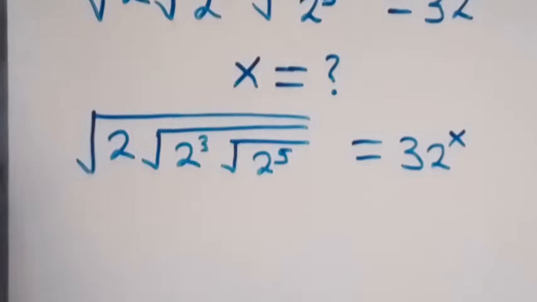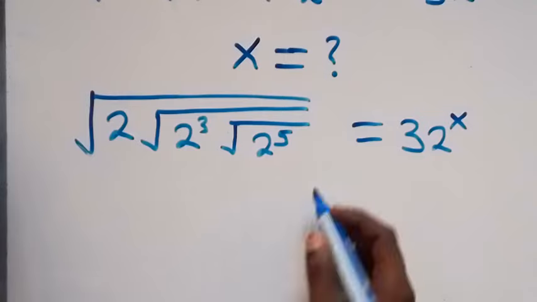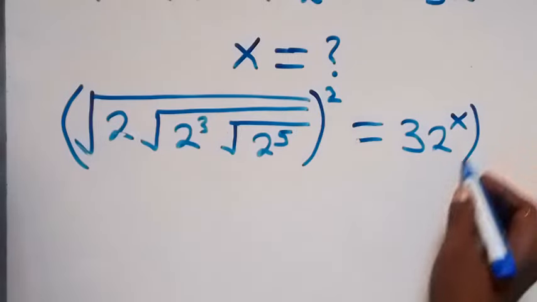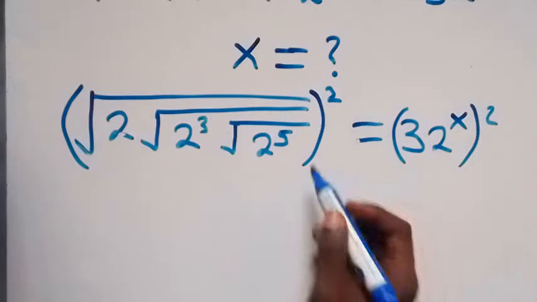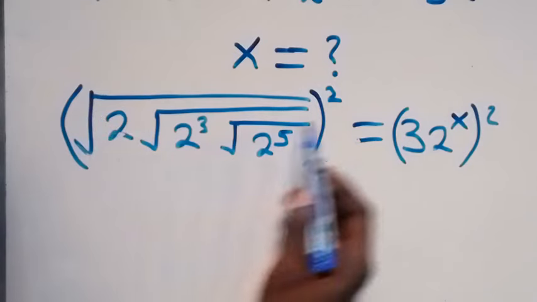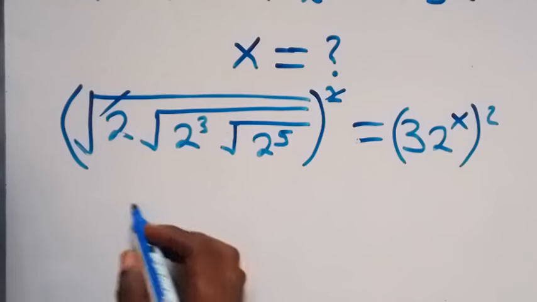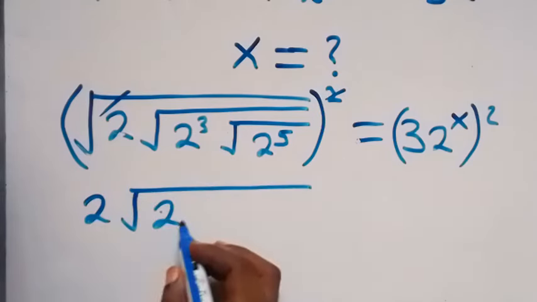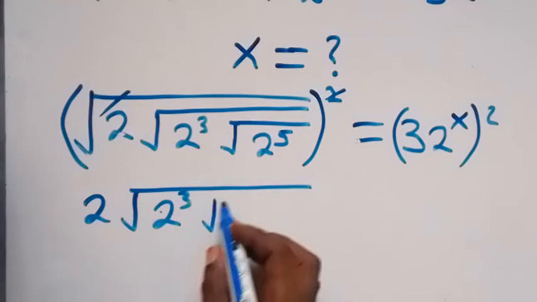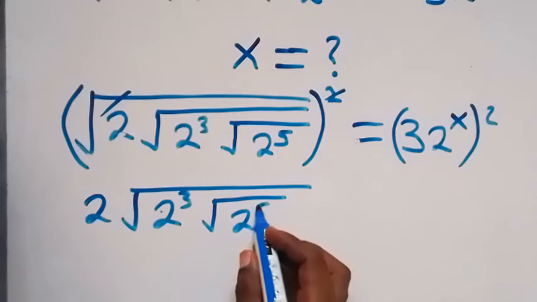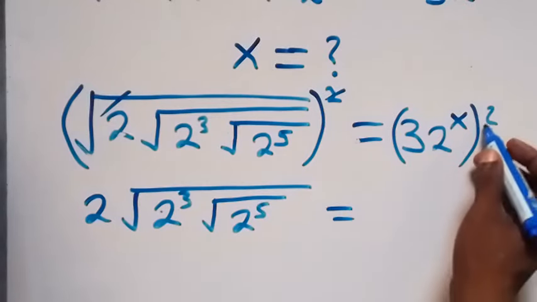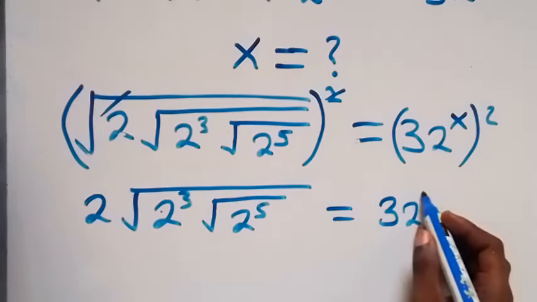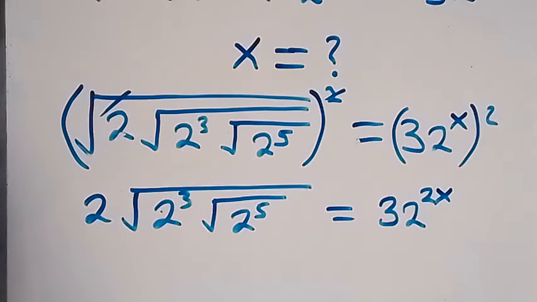Let's take the square on both sides. We square this side, and also we square this side. Then the square removes the first square root, and we are left with 2 multiplied by root 2 cubed, then root 2 raised to power 5, which equals, this power multiplies, and we can write it as 32 raised to power 2x.